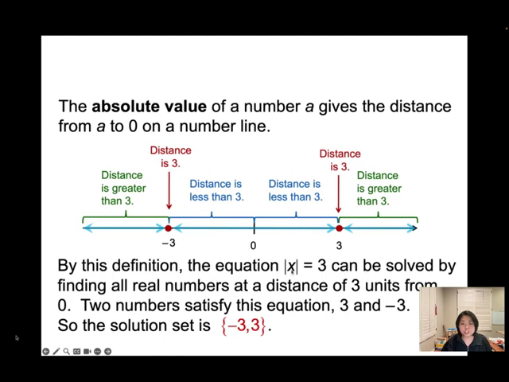When I have the equation absolute value of x equal to 3, you could think about all the real numbers at a distance of 3 units from 0. So this is a positive 3 or negative 3. This is the meaning of absolute value of x equal to 3. It can be positive 3 or negative 3. So the solution set of this equation would be negative 3 or 3.